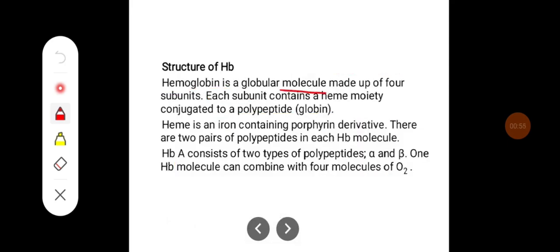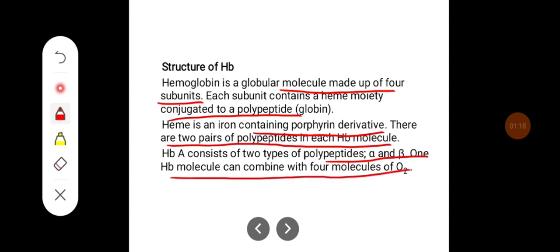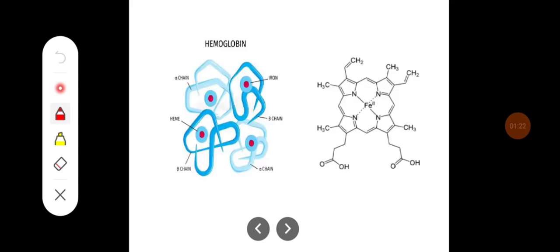Hemoglobin is a globular structure made up of 4 subunits. Each subunit contains a heme moiety conjugated to a polypeptide which is called globin. Heme is an iron-containing porphyrin derivative. There are 2 pairs of polypeptides in each hemoglobin molecule. Hemoglobin A consists of 2 types of polypeptides, that is alpha and beta, and one hemoglobin molecule can combine with 4 molecules of oxygen or 8 atoms of oxygen.